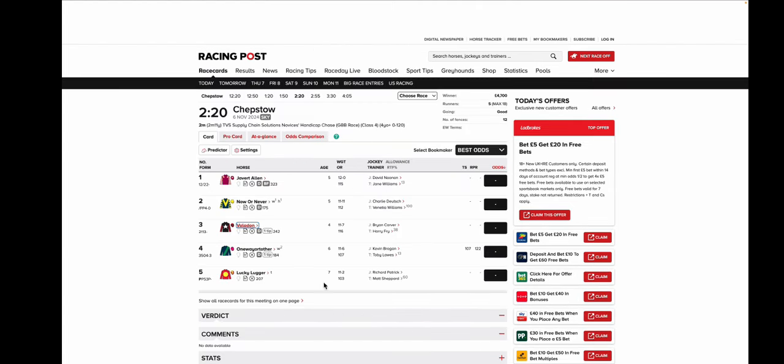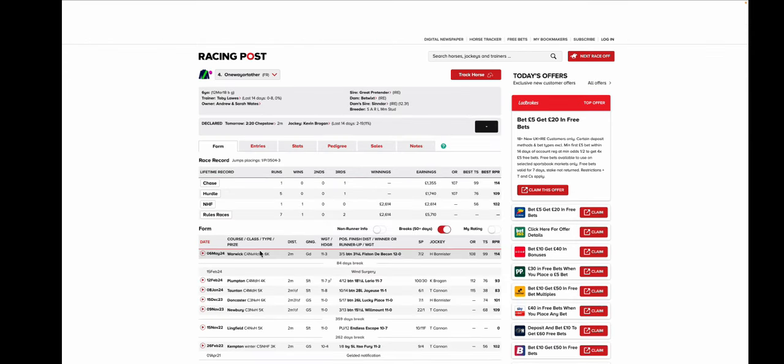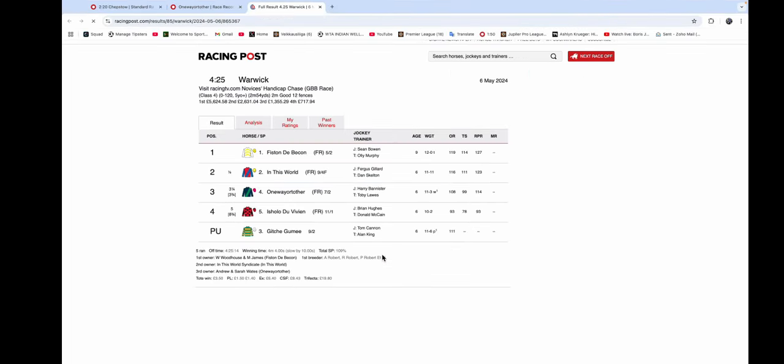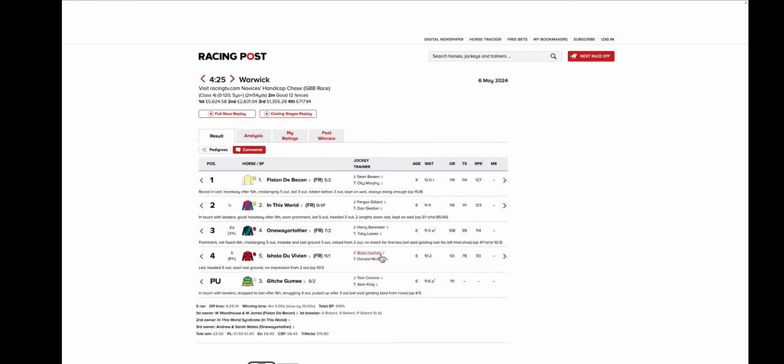As we go down to One Way or T'other, this is a bit older, 6 years old. It ran a few more times. It's still relatively inexperienced. It ran in 5 hurdles, didn't win 1, so went chasing. So we do have some chasing form to go on here. And that's from the 6th of May on good ground, also over 2 miles. As we can click on the horse itself, right, you can see that it came 3rd, beaten 3.75 lengths, right?